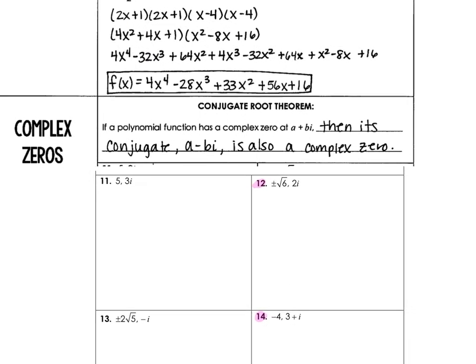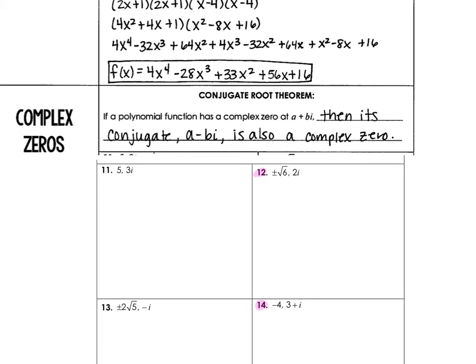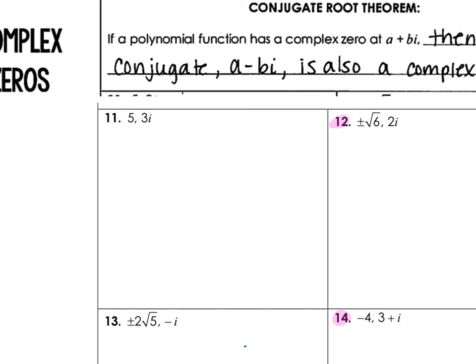Let's see. Here it says conjugate root theorem: if a polynomial function has a complex zero, that means a plus bi, then its conjugate a minus bi is also a complex zero, right? So that means that right here I have 5 and 3i. So that means that also negative 3i is a zero. So I have y equals x minus 5 times x minus 3i times x plus 3i. I'm going to start by working with that one up here.